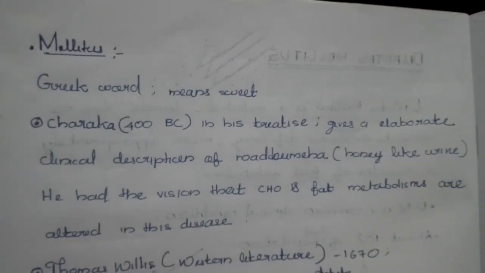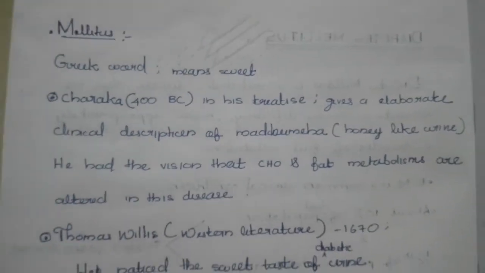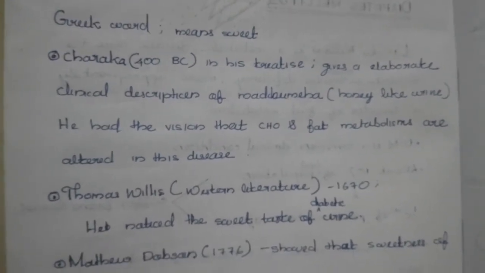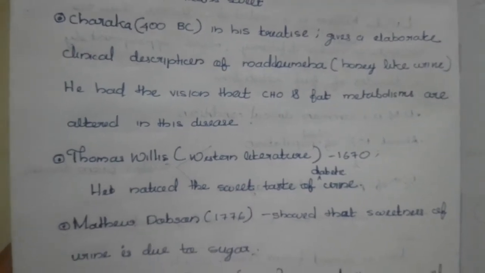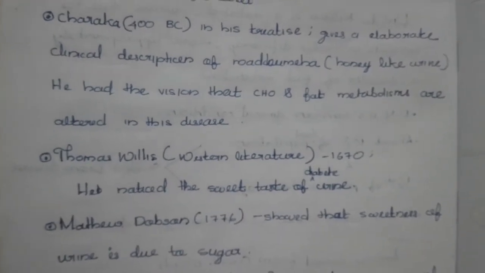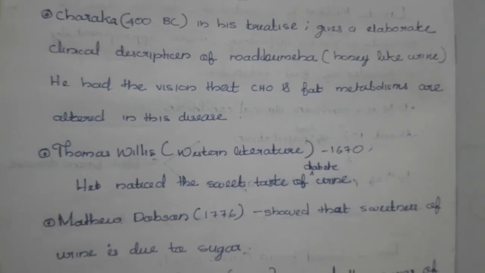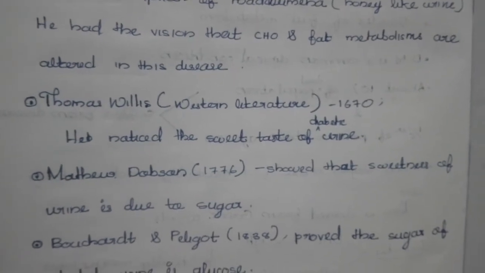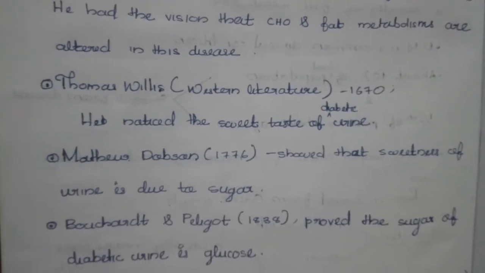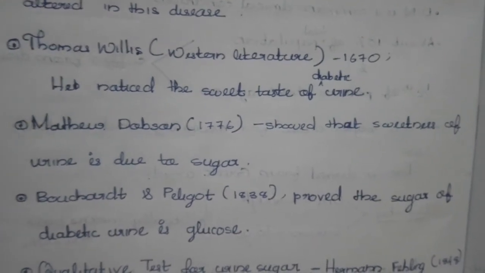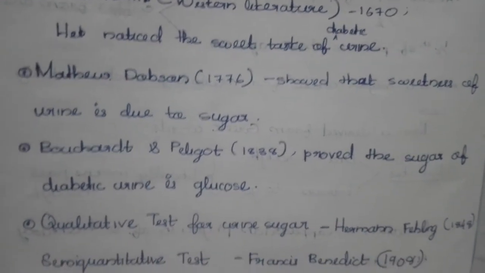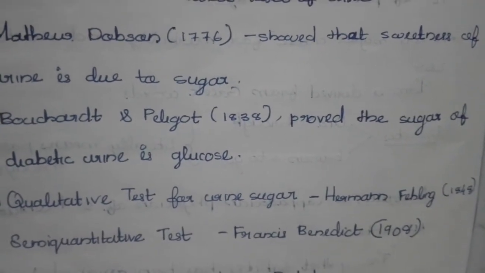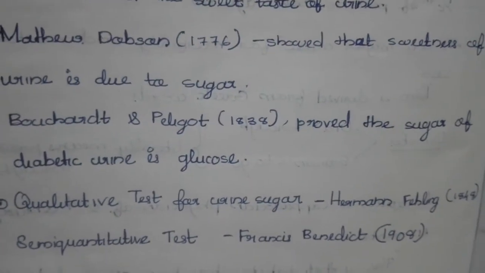About mellitus, it is a Greek word meaning sweet. Charaka in 400 BC in his treatise gives an elaborate clinical description of Madhumeha, which is honey-like urine. He had the vision that carbohydrate and fat metabolism are altered in this disease. In Western literature, Thomas Willis in 1670 noticed the sweet taste of diabetic urine, and Matthew Dobson in 1776 showed that the sweetness of urine is due to sugar. Bouchardat and Peligot in 1838 proved that the sugar of diabetic urine is glucose. The qualitative test for urine sugar was done by Hermann Fehling in 1848 for the first time, and the semi-quantitative test was done by Francis Benedict in 1908.